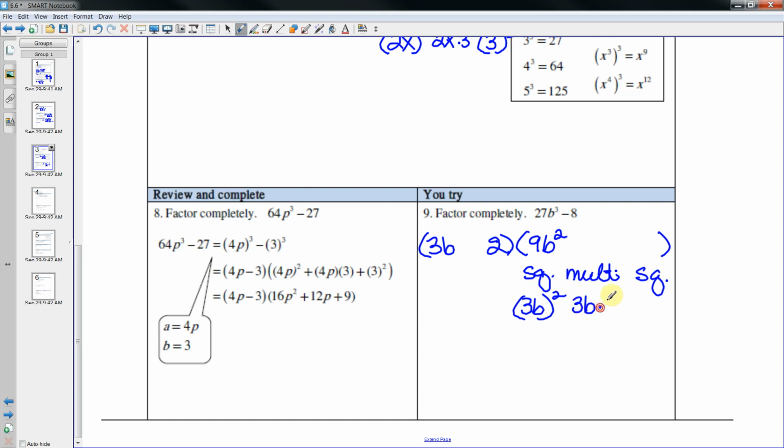We're going to multiply them together. 3b times 2 is 6b. And we're going to square the 2. That gives me a 4. So same sign is negative. Opposite is positive. Always positive is positive.